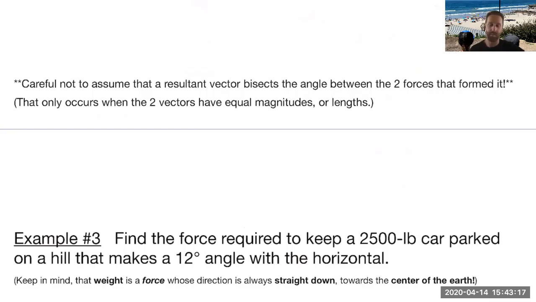Okay. And I mentioned to you, I'd mention it later. So here we go. When will that occur? And hopefully you can see there, only when they have the same magnitude. Because then the forces in either direction would be the same. And so the resultant would be right in the middle, bisecting it. So hopefully that makes sense.